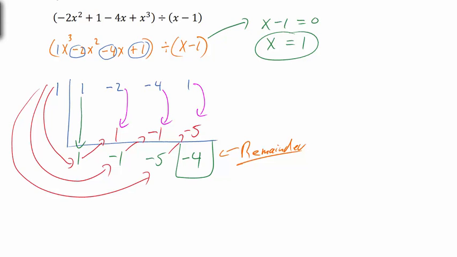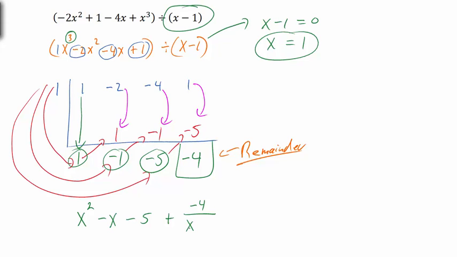Now, once again, if we go up here to the top, we look at our exponents. We started out with an x cubed, so that means our first term down here is going to be decreased by 1, so that becomes x squared, and our coefficient here is 1. And then we have a -1, so that's minus x, and then the -5 is a -5. Now, we still have this remainder of a -4, so then we would write this a couple different ways. We could write this as plus -4 over up here our x minus 1. Okay, so there's our answer.